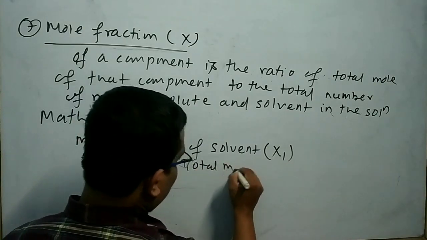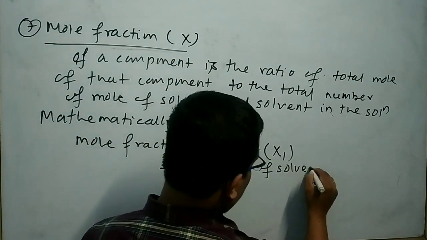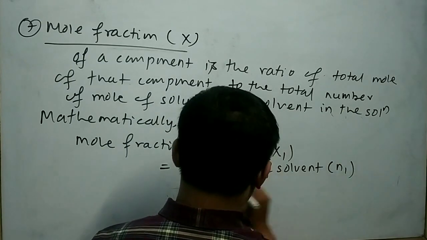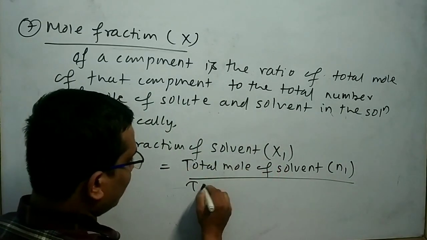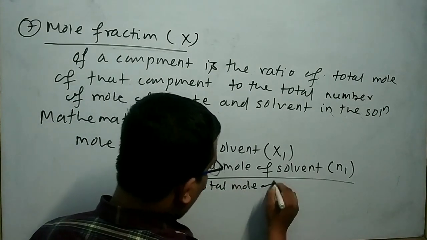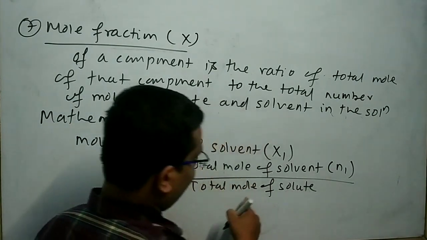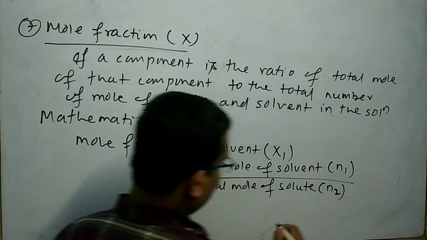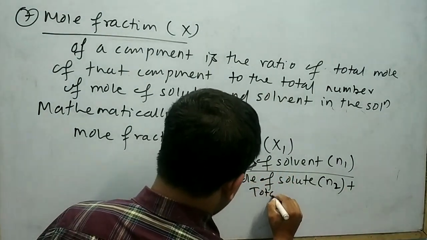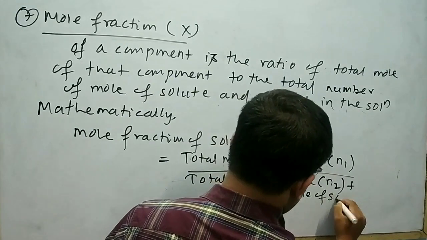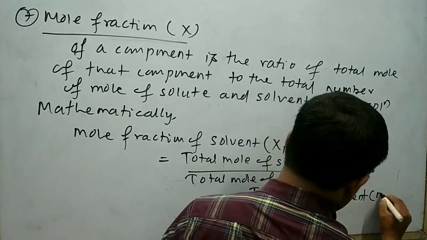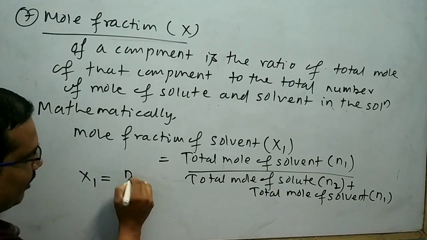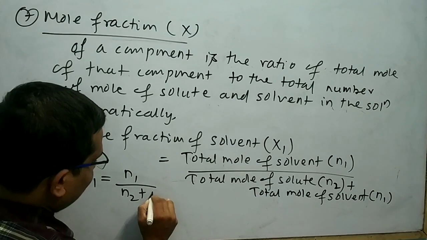total mole of solvent. Suppose that is taken as small n1 divided by total mole of solute. Suppose it is taken as small n2 plus total mole of solvent that is taken as small n1. So I can write x1 equal to n1 divided by n2 plus n1.